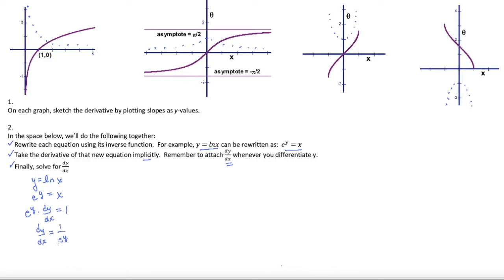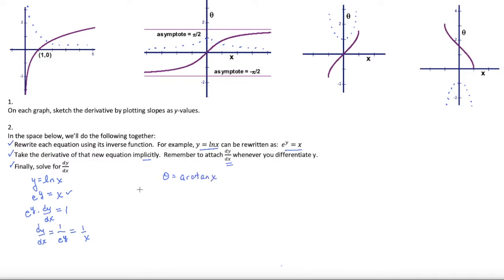But I want my answer in terms of x's. So I'm going to look at that e to the y and say, oh, that's the same thing as x. So dy dx is 1 over x. And that is the derivative of the natural log function. And it's the function that models all those points that we plotted there, all those slopes that we plotted as y values. Let's move on to the arctangent function. So now we're going to work with theta equals the arctangent of x.